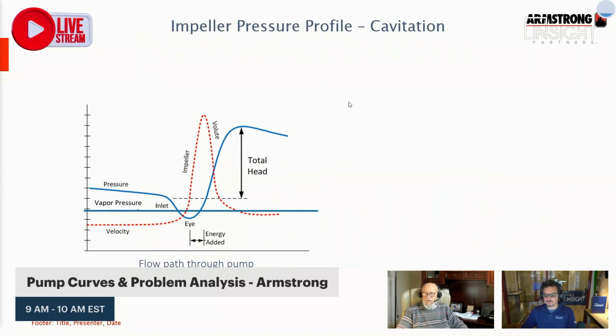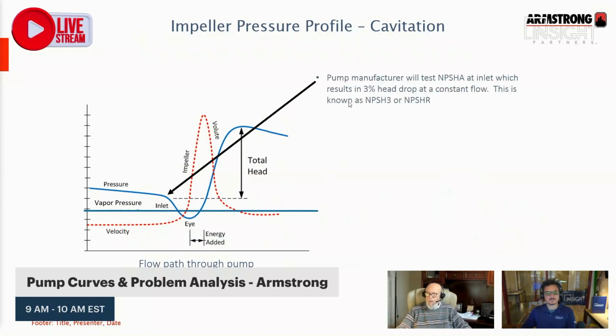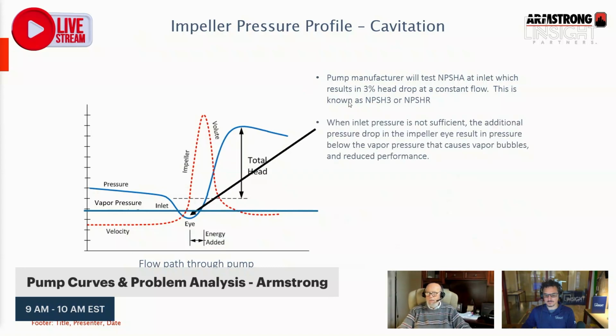So when I look at what's going on in a pump, this is a really cool little animation that kind of shows you what's going to happen in cavitation. If we look at this, we test the NPSHA at the inlet, which results in a 3% head drop at constant flow. This is the NPSH3 or the NPSHR number. Then when the inlet pressure is not sufficient, the additional pressure drop in the impeller eye results in pressure below the vapor pressure, and it causes bubbles. That's really what's happening inside the eye of the impeller when we're cavitating.